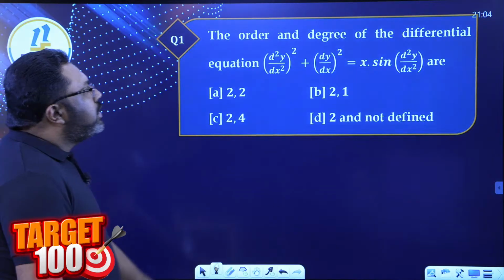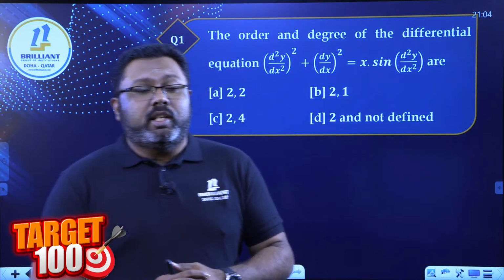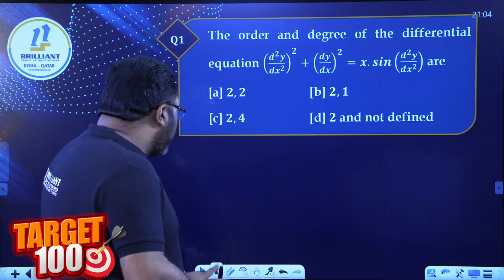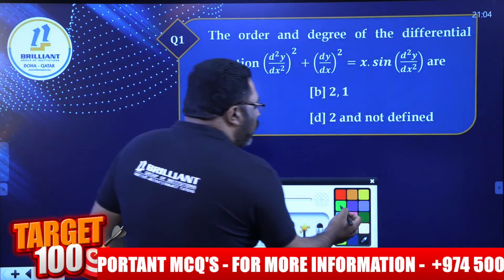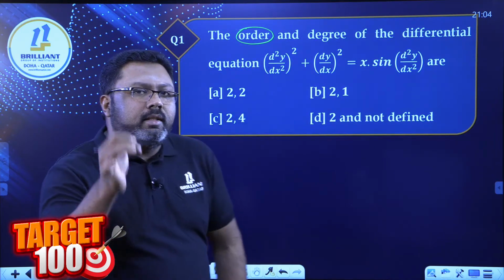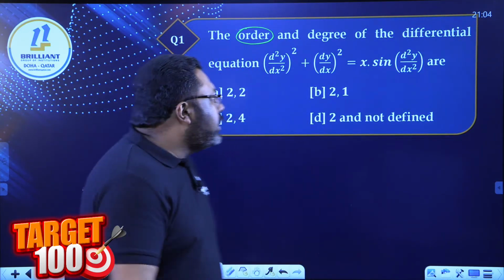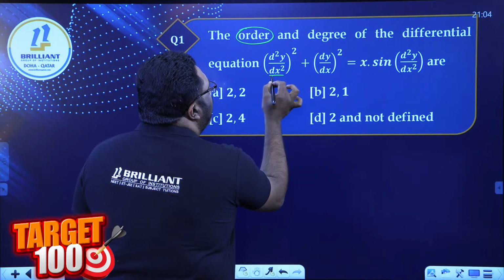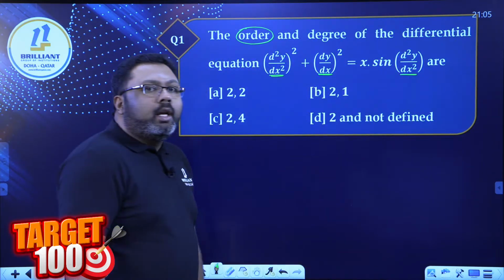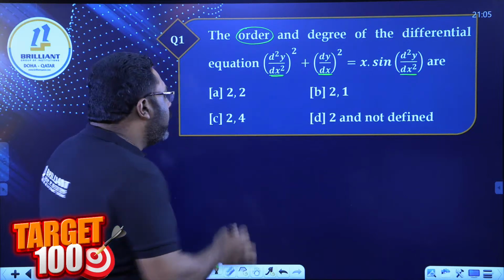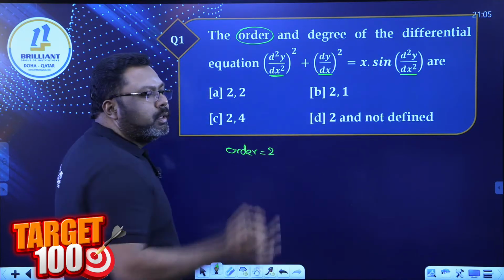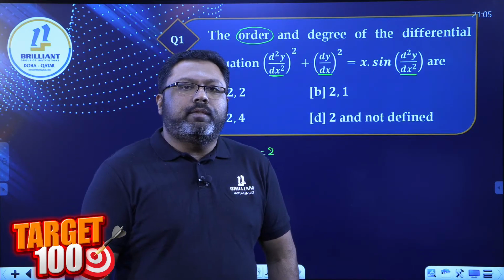The first question we're going to discuss today is the most important question we are expecting from this topic. It's the order and degree of a differential equation. First of all, let's understand what the order of a differential equation is. Order is the highest derivative in the differential equation. In this equation, you have a second order derivative, a first order derivative, and another second order derivative. The highest order is the second order, so the order of the differential equation is 2.